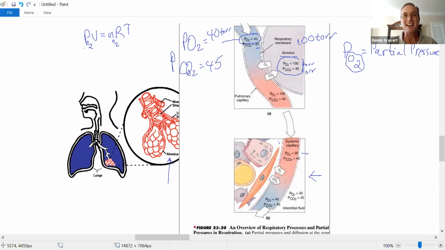The tissues need oxygen. And then as they convert the oxygen with sugar into carbon dioxide, well, now the concentration of carbon dioxide in the tissue is higher than the bloodstream. So Henry's law pushes the carbon dioxide into the bloodstream.